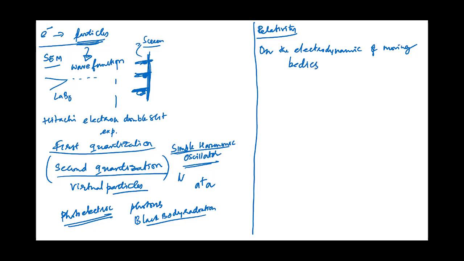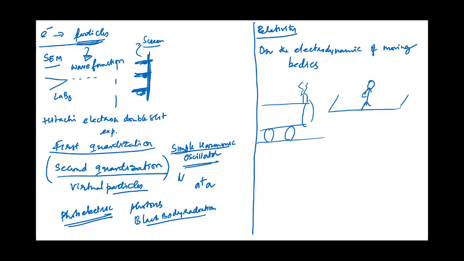So if you read this paper, it starts with a very, very simple question. For example, if you are on a train platform and there is a train that's coming here on the track, Einstein asks a simple question: how do you know when the train has arrived?